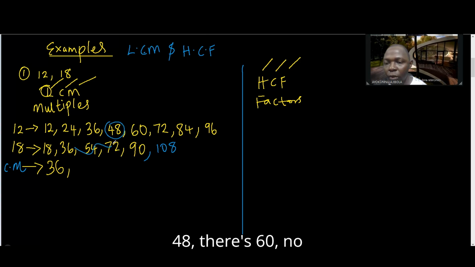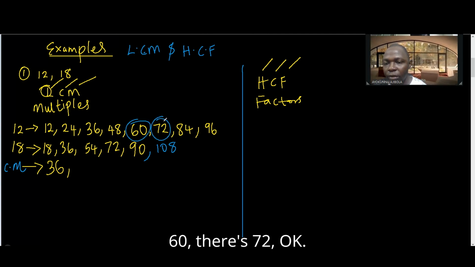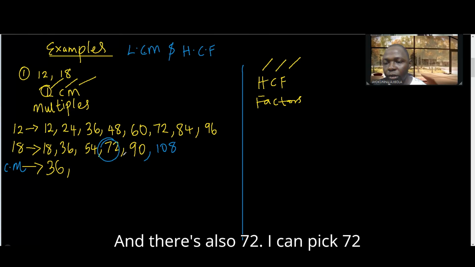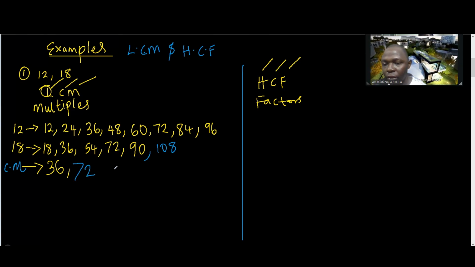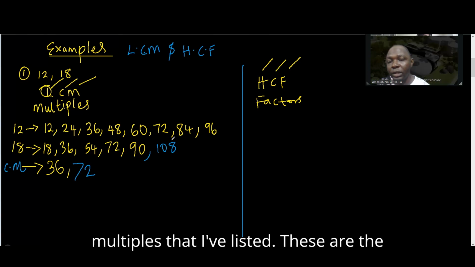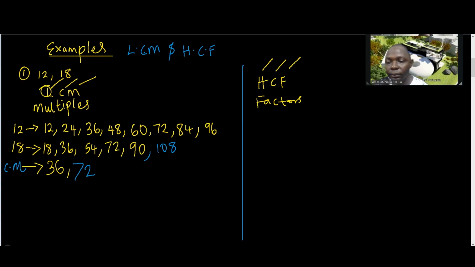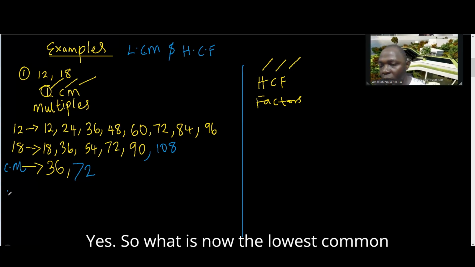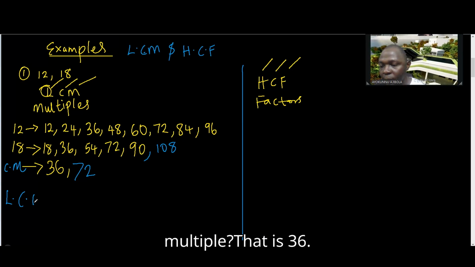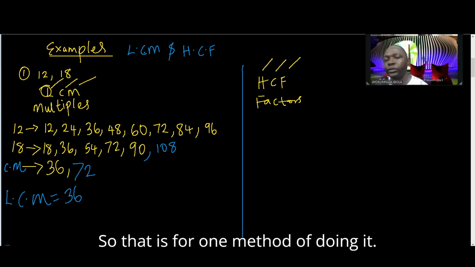There's 48, no 48. There's 60, no 60. There's 72, and there's also 72. I can pick 72, and so on. So for all of the multiples that I listed, these are the common multiples, right? So what is now the lowest common multiple? That is 36. So that is one method of doing it.